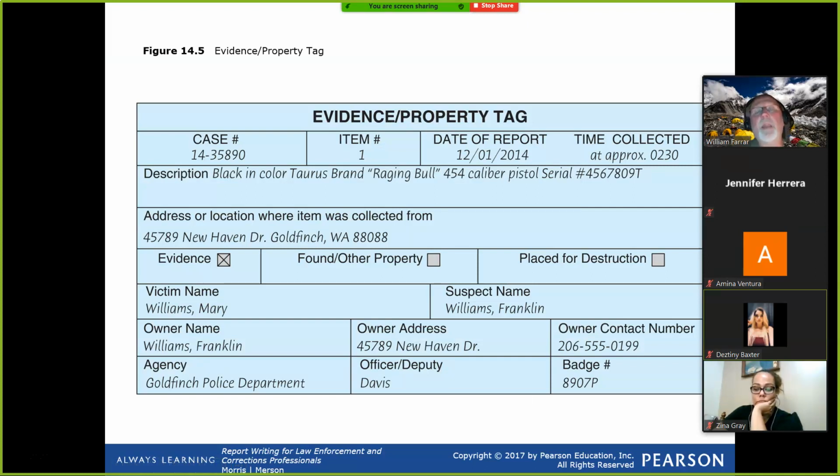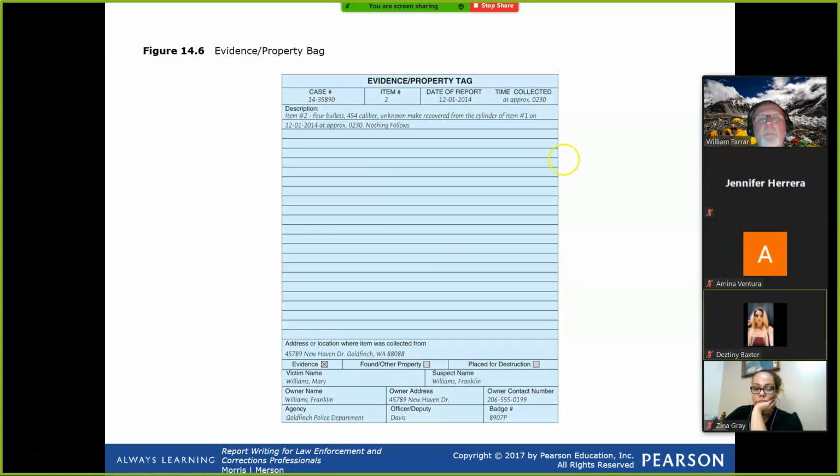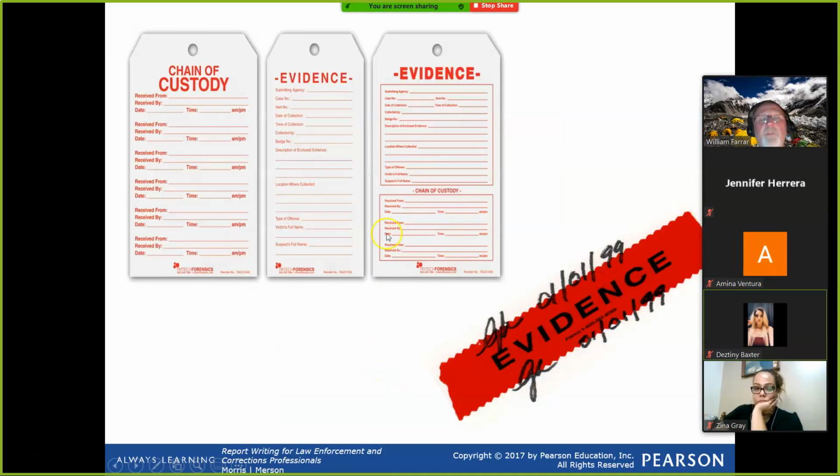Here's what your textbook has as an example of a property tag, and you saw an example of a property tag just a couple seconds ago. Here's a different type of property tag. So your book gives you a couple of different variations.